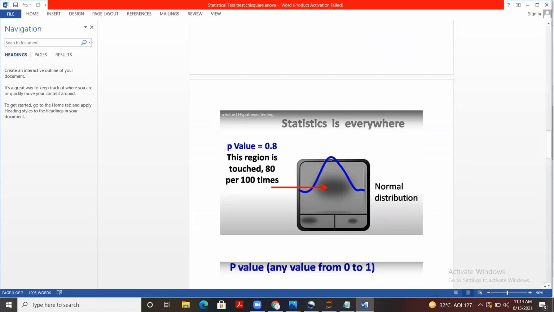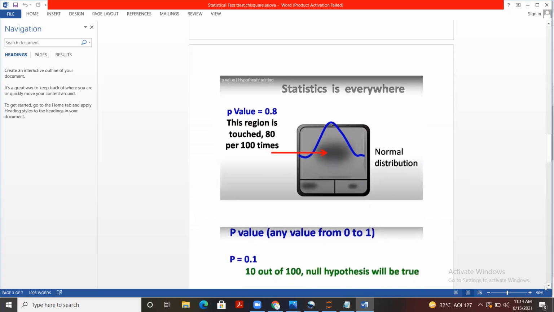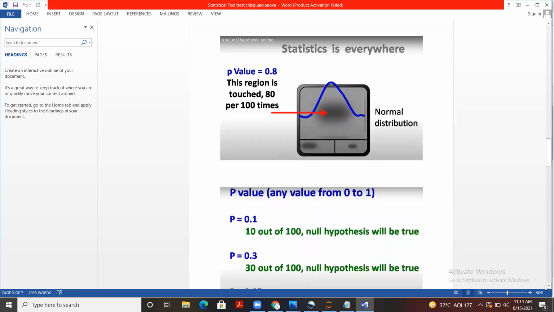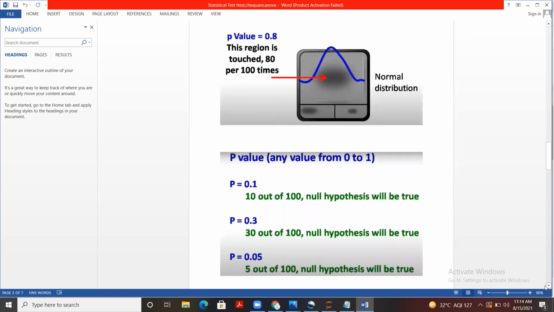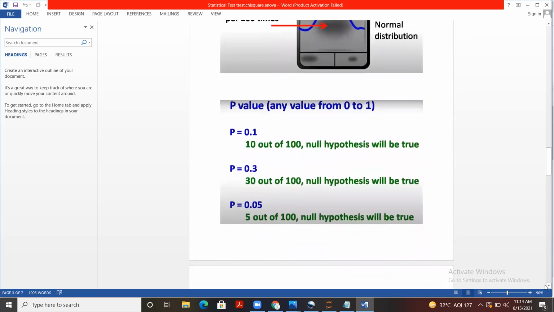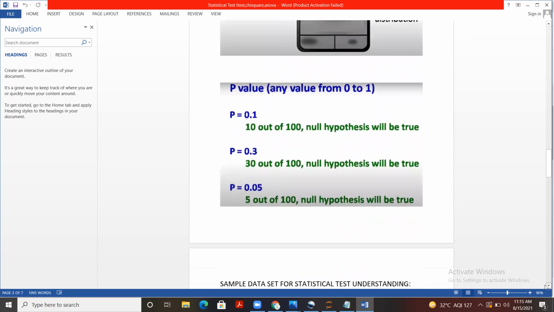Here are some more examples. If the null hypothesis is true in 10 out of 100 cases, the p-value would be 0.1. If it is true in 30 out of 100, the p-value would be 0.3. Exactly the same, if it is true in 5 out of 100, then the p-value would be 0.05.